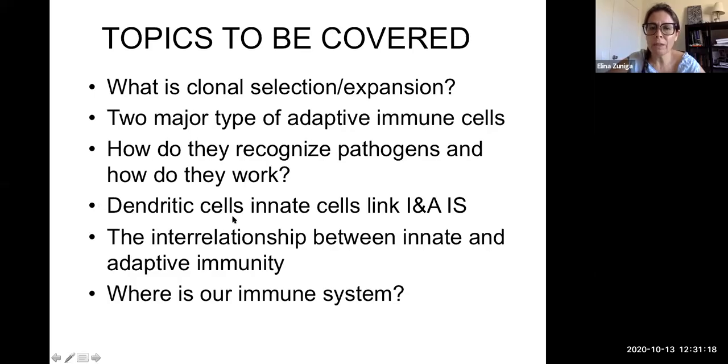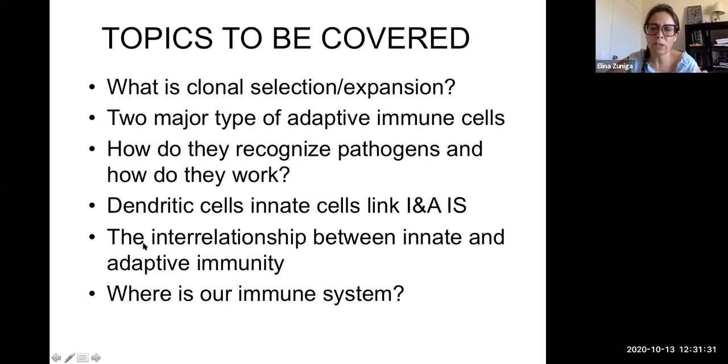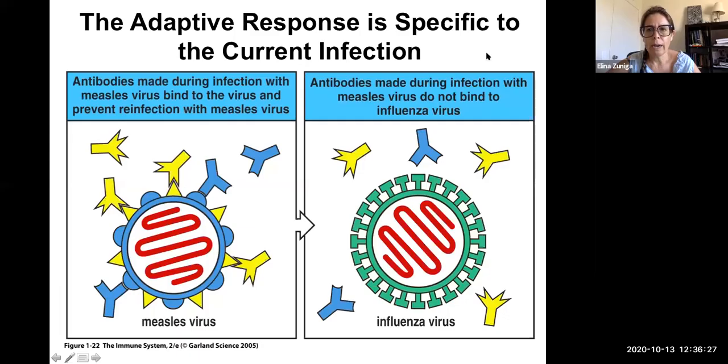We will talk about the dendritic cells that we introduced before as the link between the innate and adaptive immune system, and we will see how they do that. And we will also mention the interrelationship between innate and adaptive immunity. And as I said, finally, we will try to cover the location of the immune system.